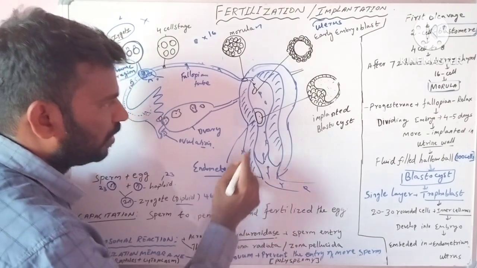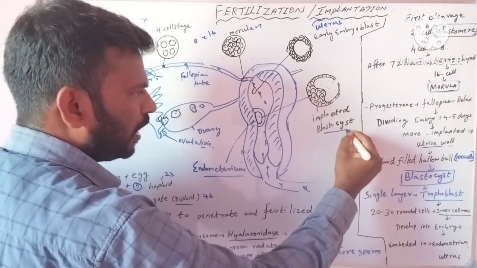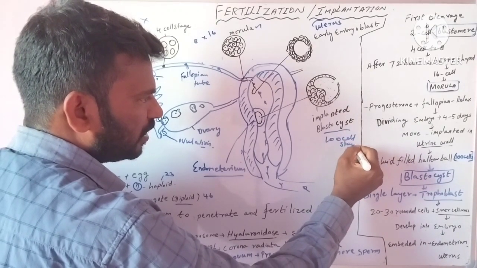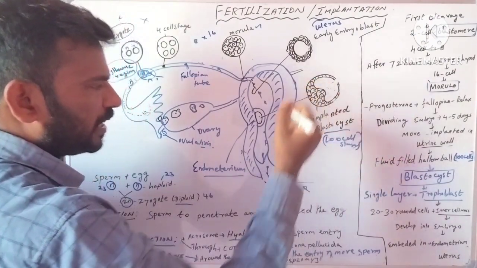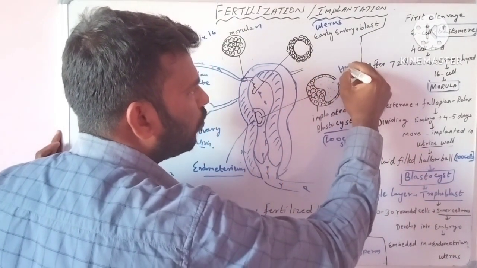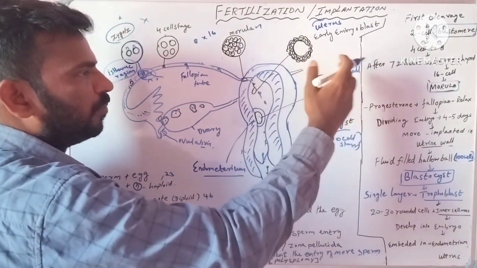Endometrium. Uterus. The implanted blastocyst. The blastocyst is a 100 cell stage. It is a hollow ball-like structure.